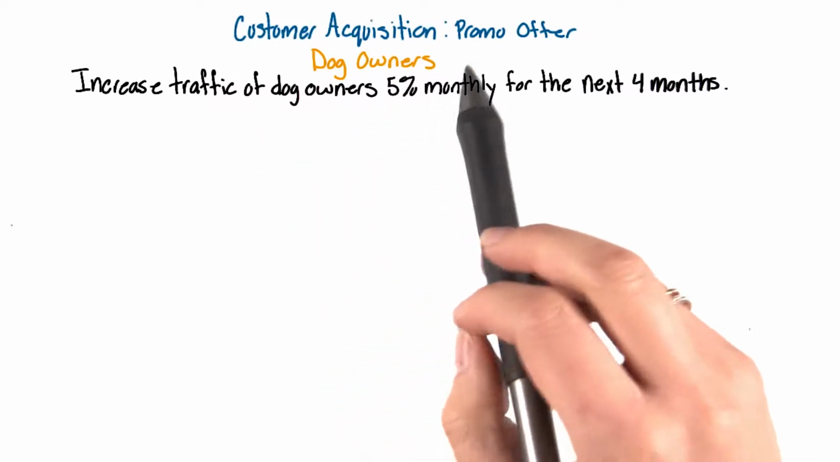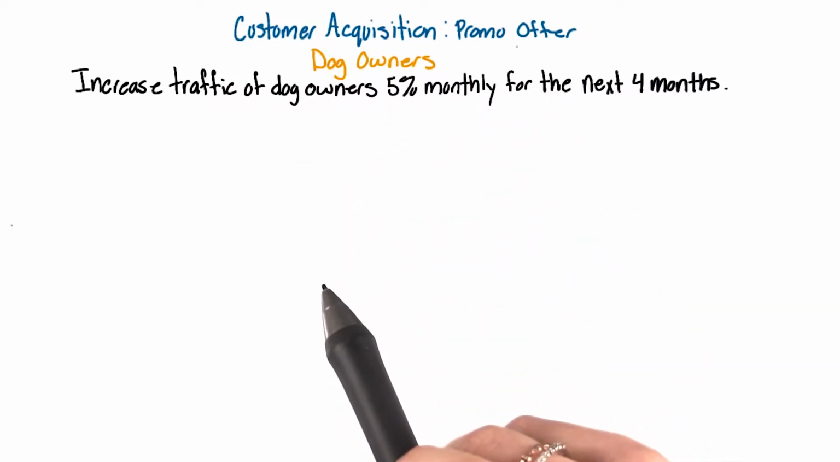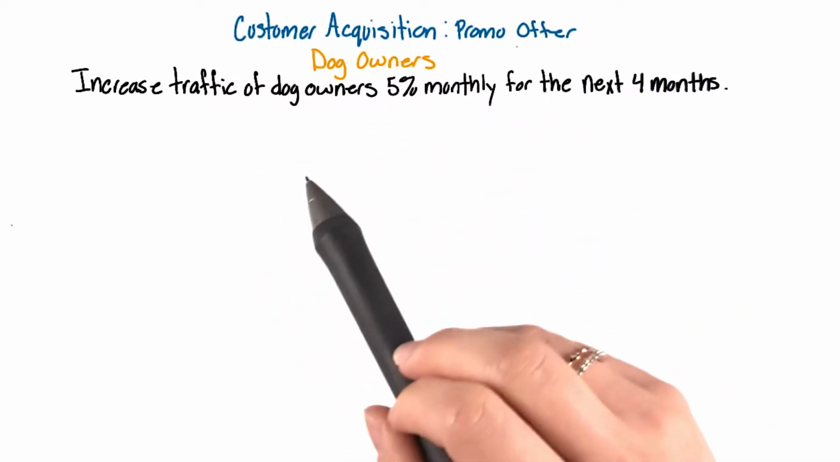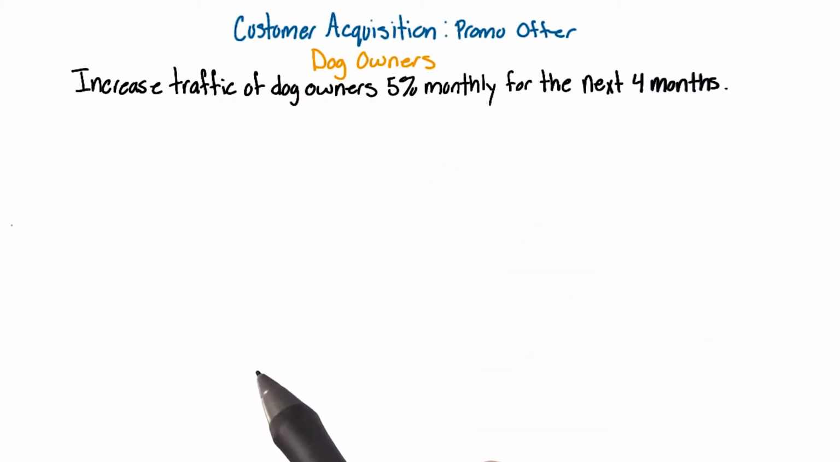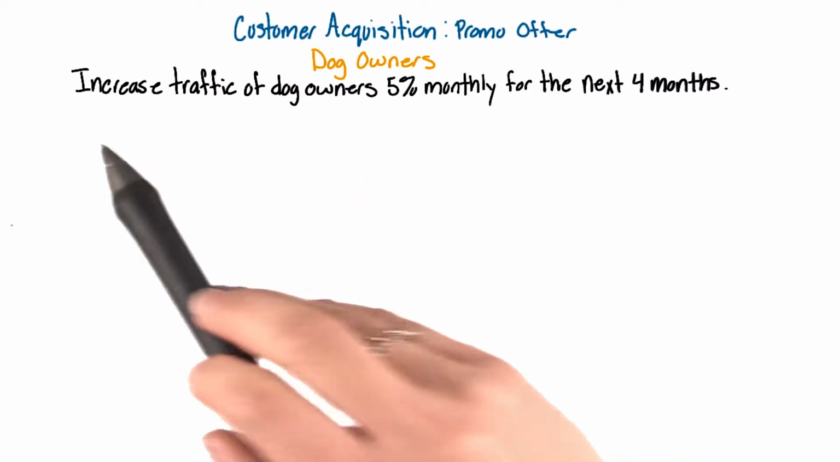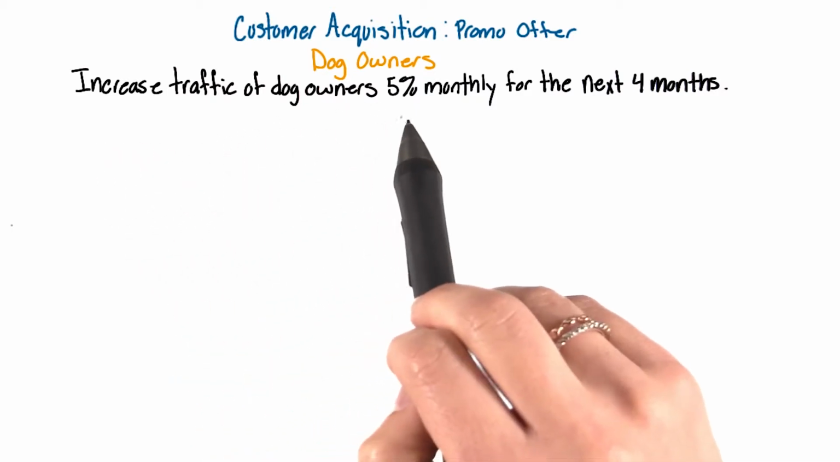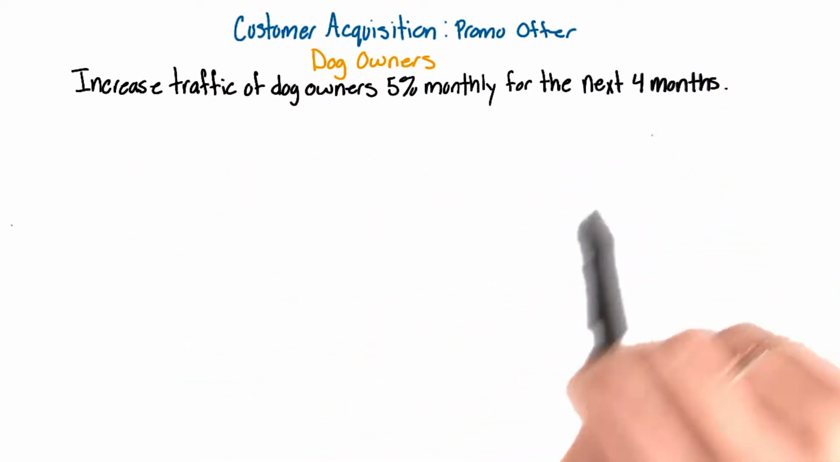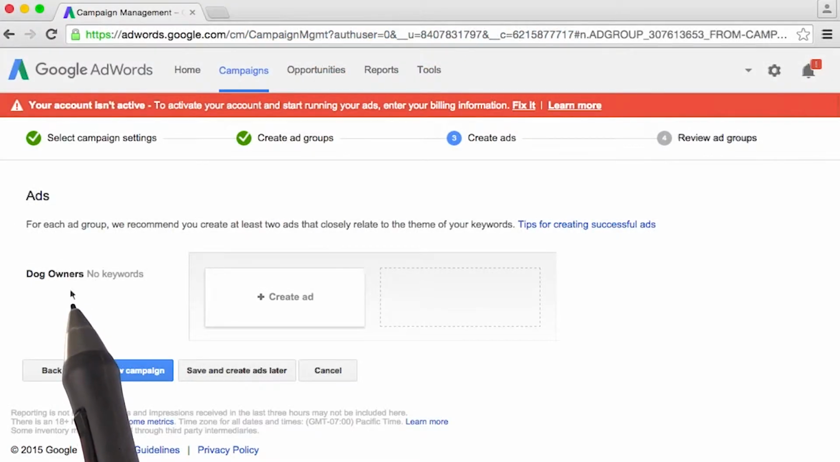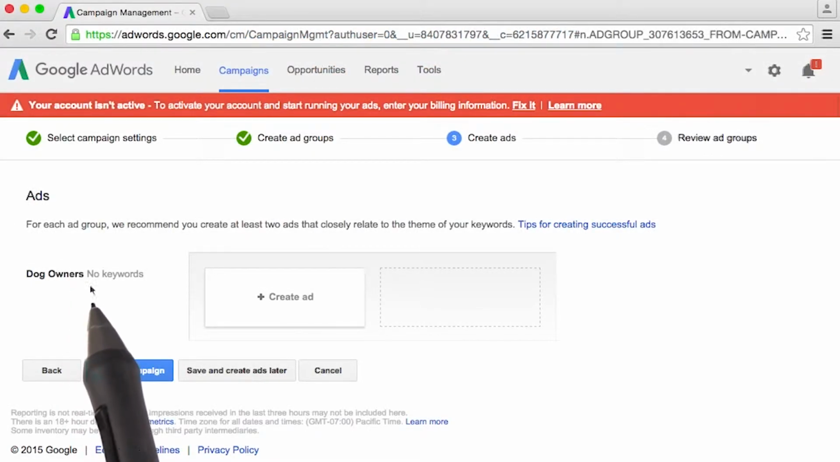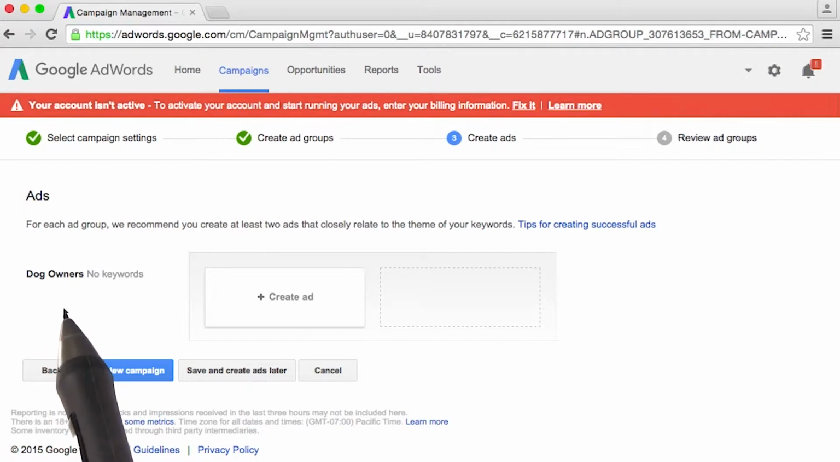So I already created our account settings and created the campaign for customer acquisition promo offer. And I started with our first ad group, dog owners, because one of our main goals was to increase traffic of dog owners 5% monthly for the next 4 months. You can see here in my AdWords account, we have dog owners, which is under the customer acquisition promo offer campaign. So this is our first ad group.